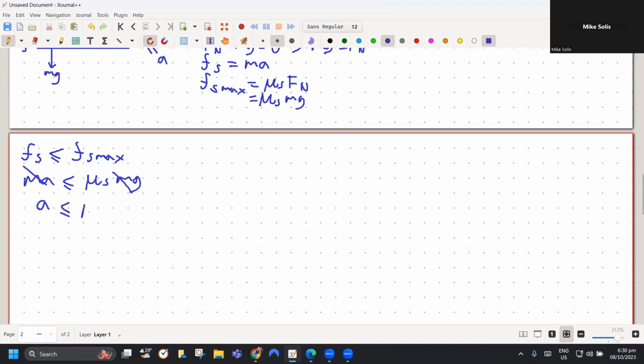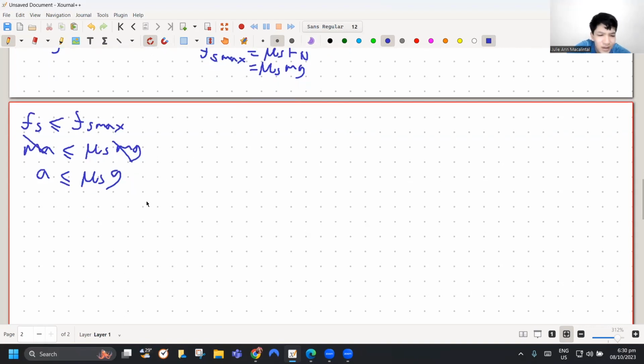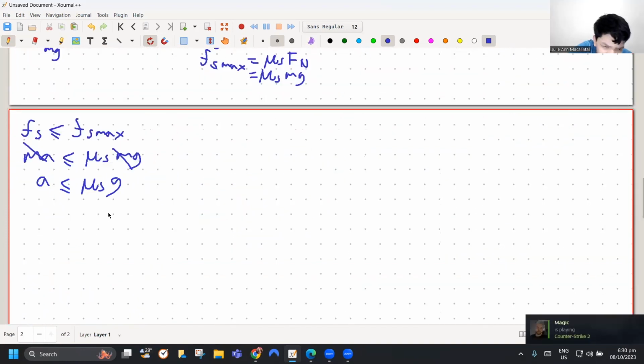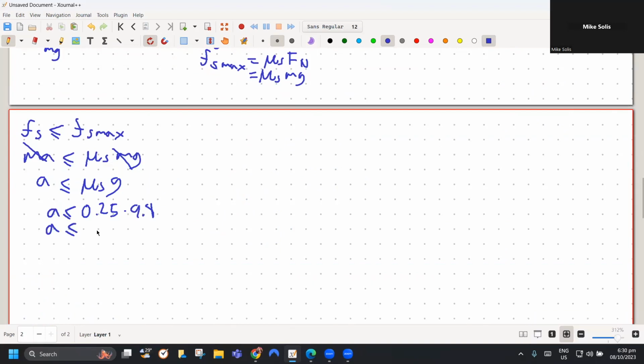So, the magnitude of A must be less than or equal to mu sg. If the magnitude of A is less than or equal to mu sg, what is the maximum deceleration possible? So 0.25 times 9.8. That's the largest magnitude of the acceleration. So, let's assume it's at maximum magnitude.